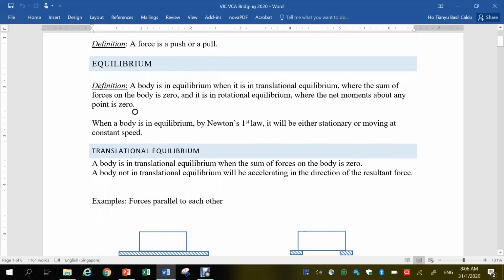When a body is in equilibrium, by Newton's first law, it will either be stationary or moving at constant speed. This is one of the key effects of equilibrium. How should you interpret it? If something is at rest, you know that it is in equilibrium. One more time, when something is in equilibrium, it's either stationary or moving at constant speed. This also means that if something is stationary or moving at constant speed, that body is in equilibrium, so the rules of equilibrium will apply.